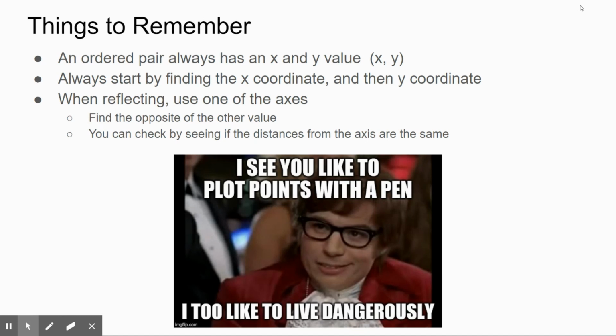When we're using reflection, we're going to use one of the axes. Find the opposite of the other value. So again, if you're reflecting across the x-axis, look for the opposites of the y value. If you're looking at the y-axis, look for the opposites of the x values. And you can check your work to make sure you've done it correctly by seeing if the distances from your axes are the same. They should be exactly the same. And in fact, if you take the absolute value of both of your opposites, those should be the same as well. So, write those down if you need.